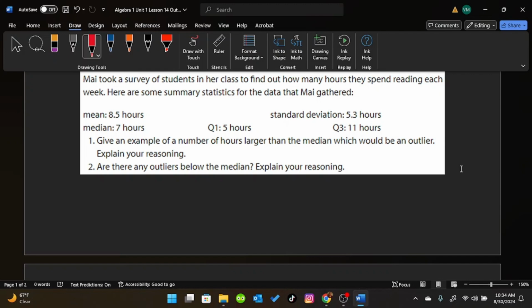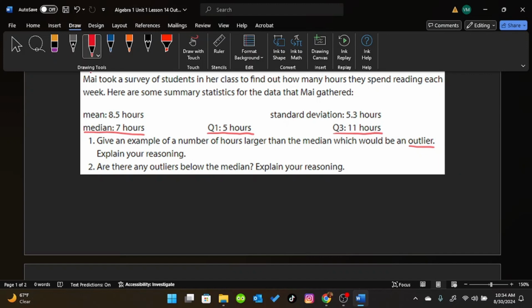Number 1, give an example of a number of hours larger than the median, which would be an outlier. Explain your reasoning. So, if we are looking for outliers, then we only care about quartile 1 and quartile 3, and then we'll need to refer to the median. Mean and standard deviation are not used in calculating an outlier.